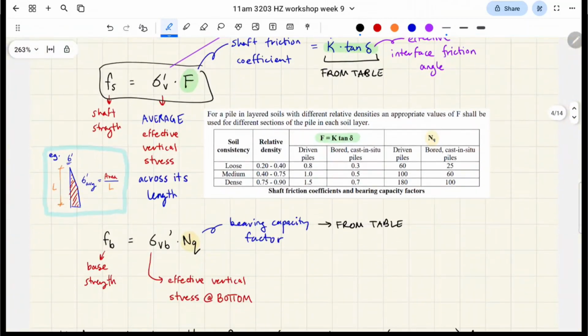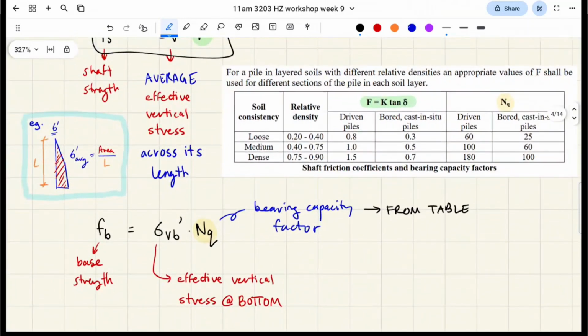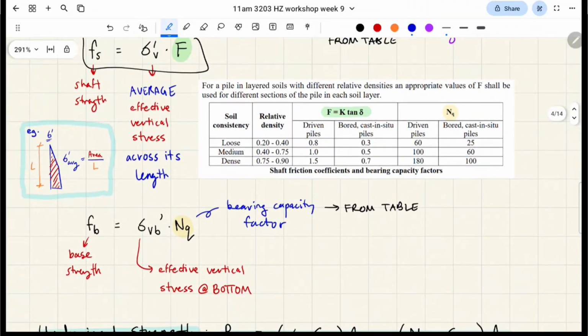F, okay, we'll talk about F later. Your average will be whatever that average is, but at the very base of your stress distribution, that value corresponds to sigma VB dash, okay? That's the effective vertical stress at the bottom. That's actually the easiest part to get, I guess. The average stress might be a little bit more complicated, but the bottom one is always just that value at the very base, right?